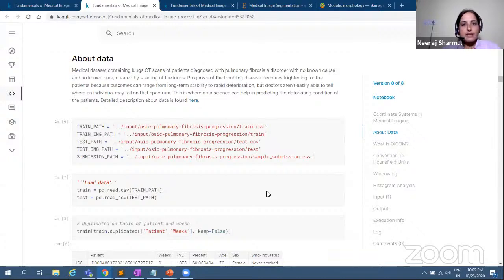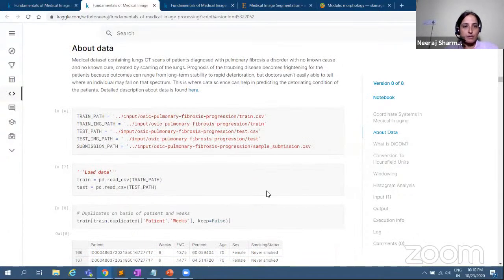When we prognose the disease, it becomes more frightening for the patients because the outcome of the prognosis can range from long-term stability to rapid deterioration. So patients can be stable for the long term, or they can rapidly deteriorate also. And unfortunately, the doctors are not able to tell where the particular individual will fall on that spectrum. That is the more scary part for the patients, and that's where data science is expected to help in predicting the deteriorating conditions of the patients.